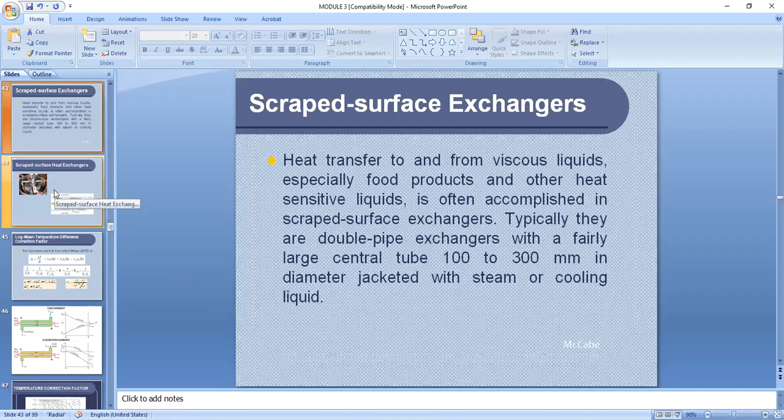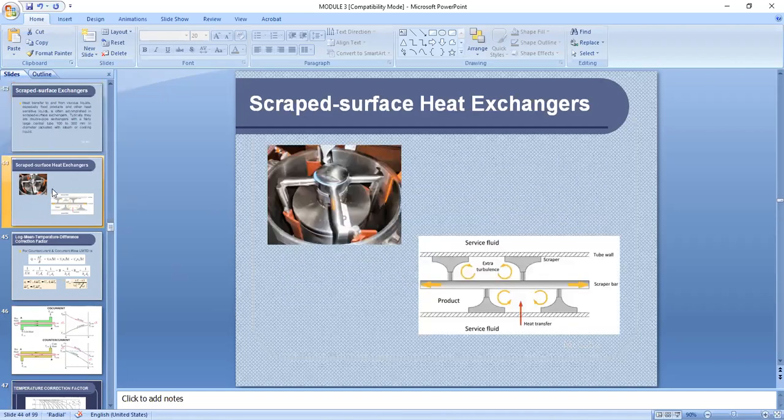This is our scrape surface heat exchanger. This is the scraper and this is the central tube. This is where the material that needs to be heated or cooled down is processed. And this is the cross-section of your scrape surface heat exchanger. The service fluid, the fluid that either transfers heat or absorbs the heat coming from in here, is in the jacket. So those are the common types of heat exchangers available in the industry.